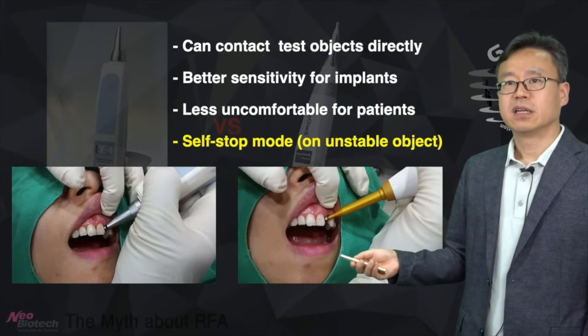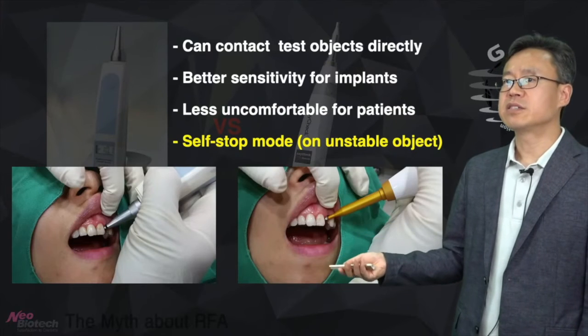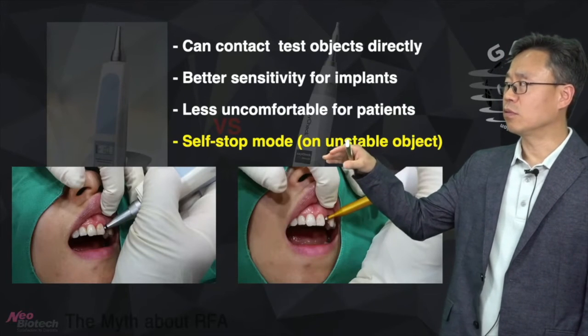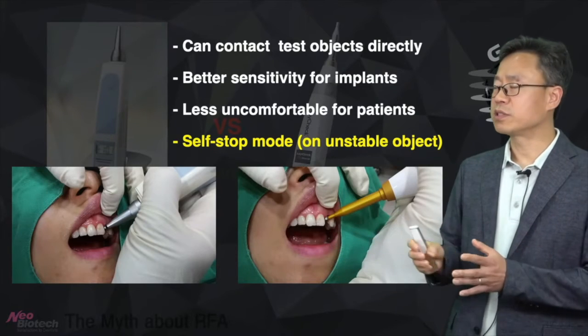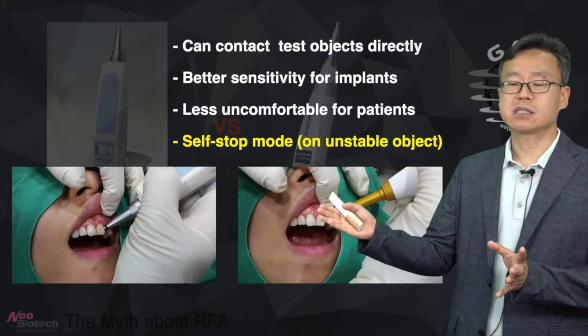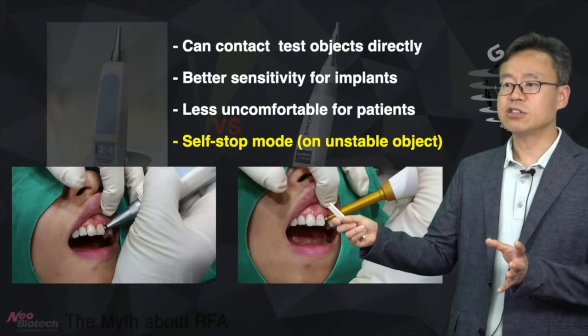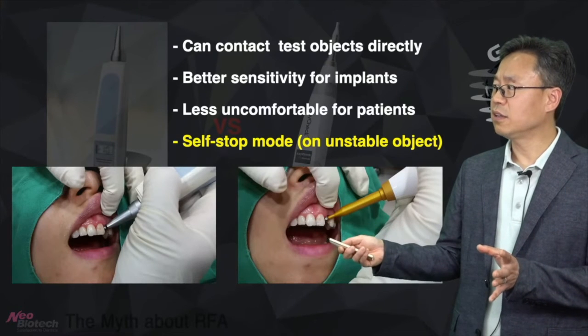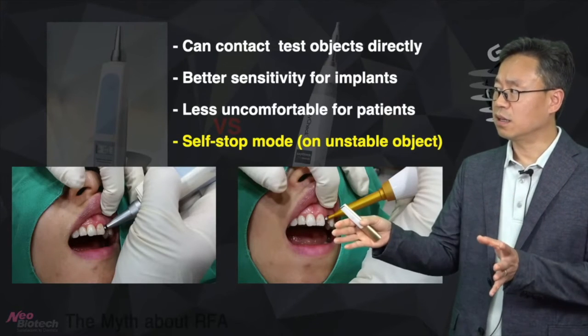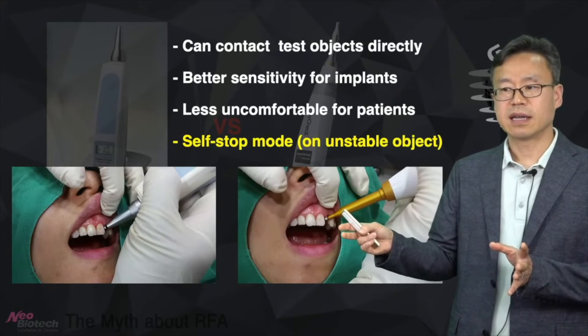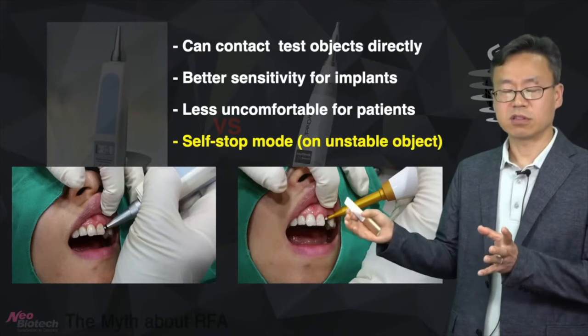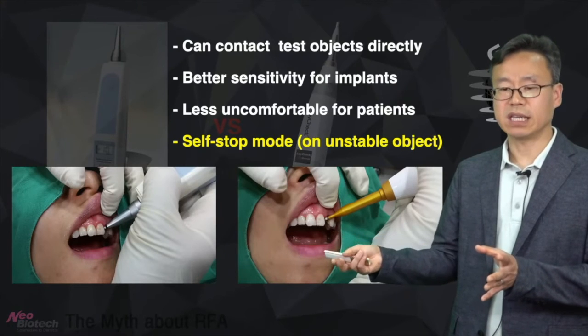Lastly, when the mobility of the implant is above a certain level, let's say the fixation is not good, for example below 60, the AnyCheck automatically taps only 2 times and then gives you the measurement, the reading.